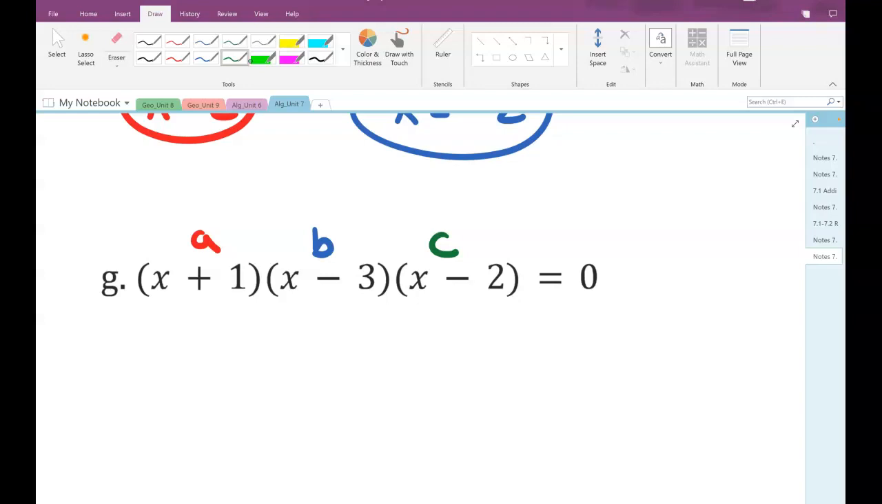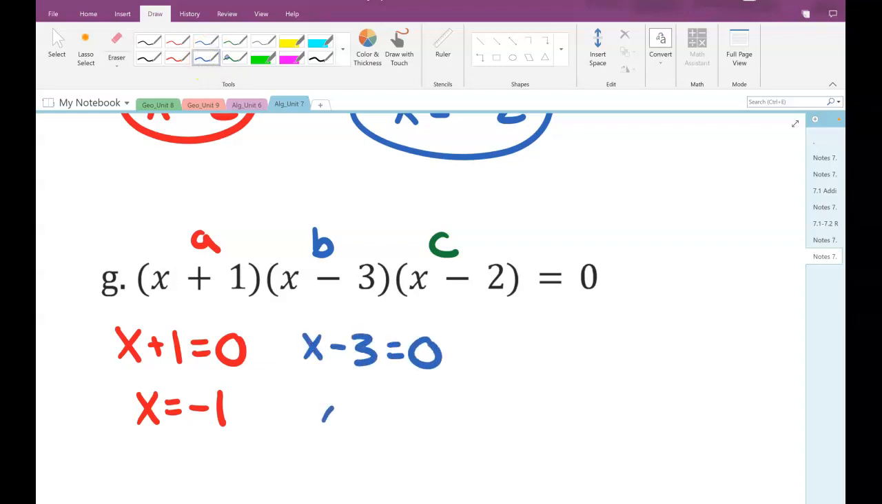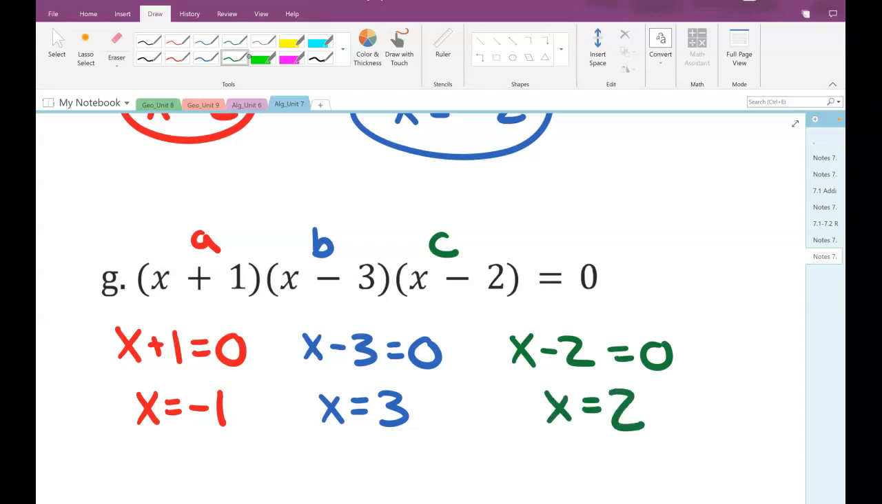So we could just do this by saying, well, x plus 1 is equal to 0. So x is equal to negative 1. Say x minus 3 is equal to 0. So x is equal to a positive 3. And then you can say x minus 2 equal to 0. So x is equal to a positive 2.